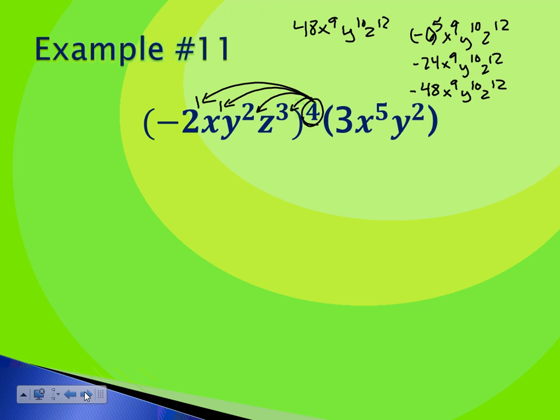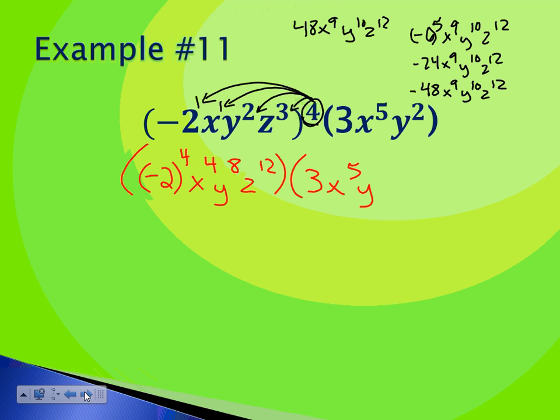I think I see a correct answer up there. Here we go. Does everybody understand? I'm going to take the 4 to everything at once. So this is going to become -2 in parentheses to the 4th power. 4 times 1 is 4, x to the 4th. 4 times 2 is 8, y to the 8th, z to the 12th. Everything else is going to come straight down.